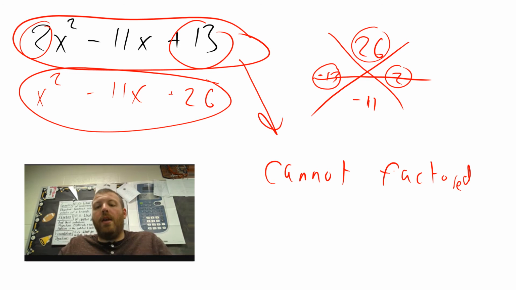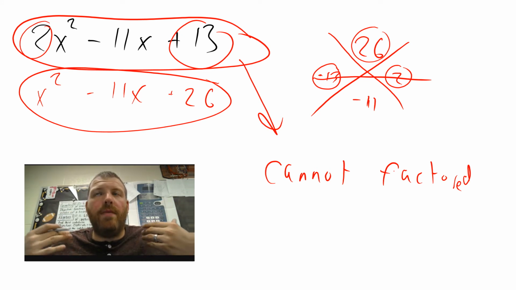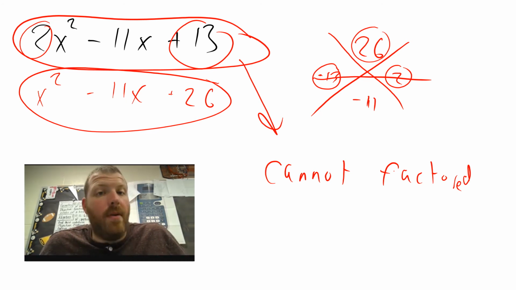So you want to think about it: you're trying to think of factors that are going to multiply together to give you a number, but add together to give you another number. If they don't work, then it can't be factored.